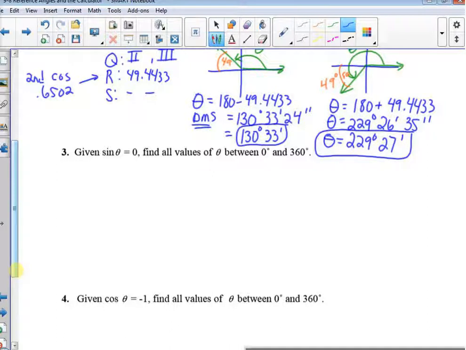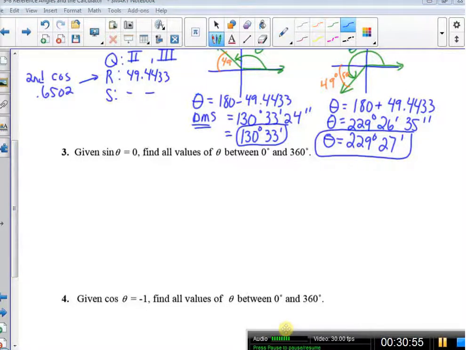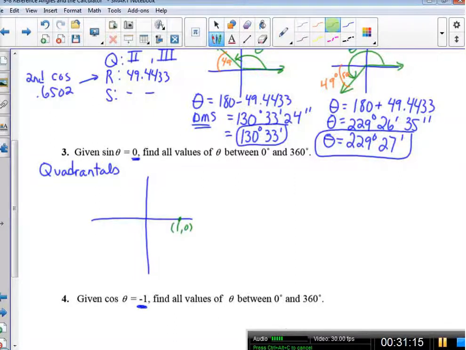Given sine theta equals 0. Oh, no. Okay. All right. Find all values of theta between 0 and 360. Okay, so you should notice 0. If it says 0 or -1 or +1, those are quadrantals, which means they are on the axes. So I'm looking at my unit circle then. 1, 0, 0, 1, -1, 0, and 0, -1.